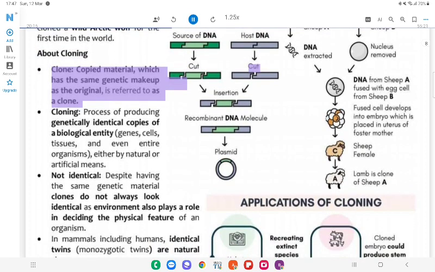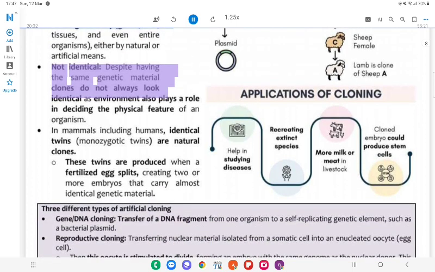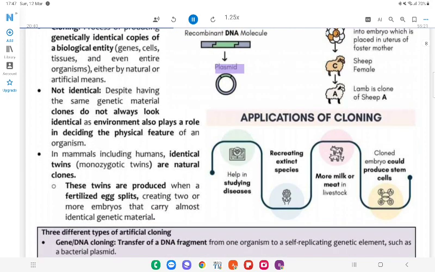The copied material, which has the same genetic makeup as the original, is referred to as a clone. Cloning is the process of producing genetically identical copies of a biological entity, genes, cells, tissues, and even entire organisms, by either natural or artificial means. Despite having the same genetic material, clones do not always look identical. Insertion. Recombinant DNA molecule. Plasmid.